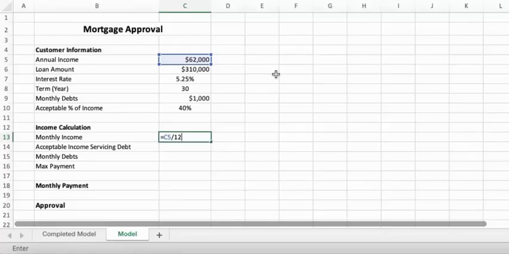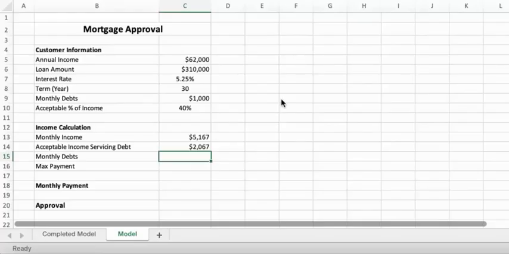Now if the individual applicant's income changes for whatever reason, I'm able to handle that directly in my calculation without updating my formula. Okay, acceptable income servicing debt. That's going to be a function of my monthly income and the acceptable percentage of income that can be used toward servicing debt. So that's just as simple as taking my monthly income and multiplying by the percentage above. Again, I'm not hard coding 40% in. I'm referring to 40%, so if that changes, I'm able to accommodate that without changing my formula.